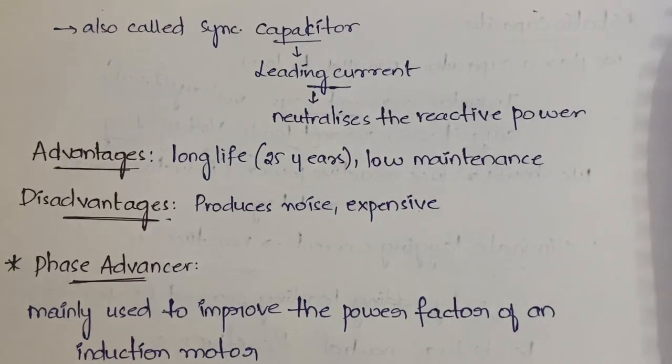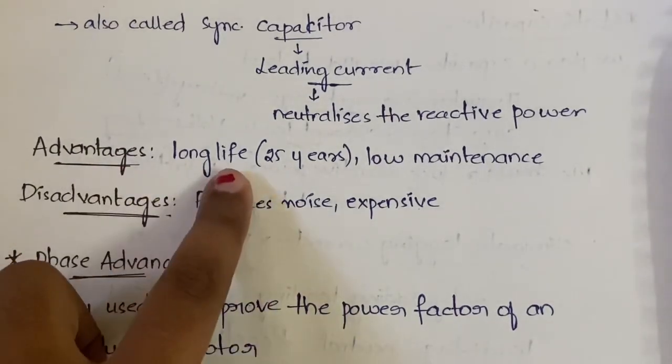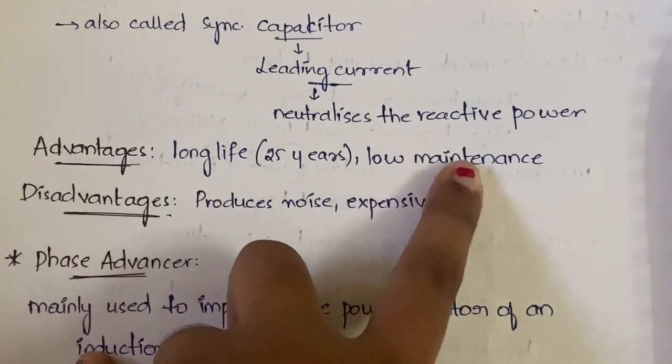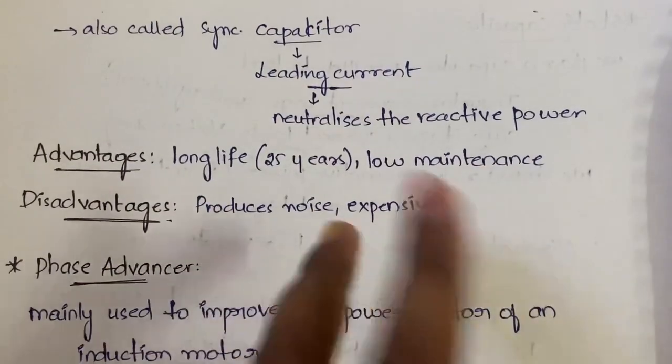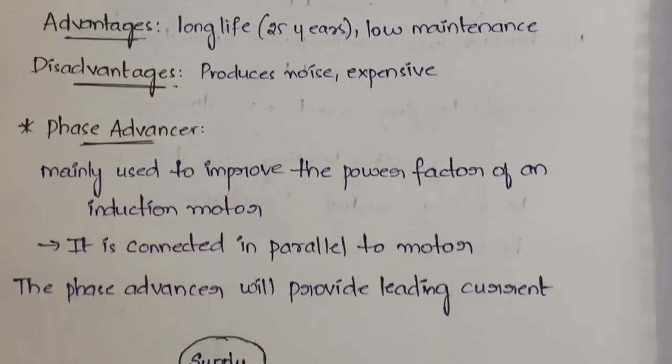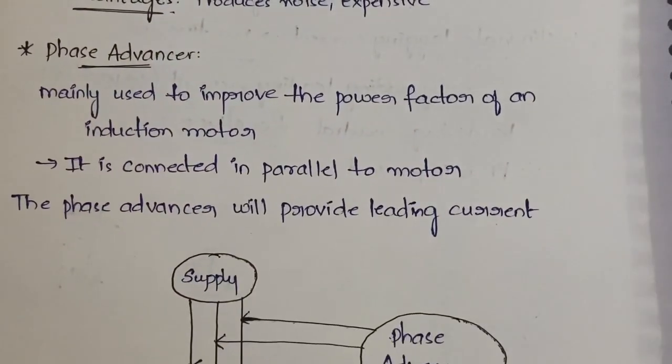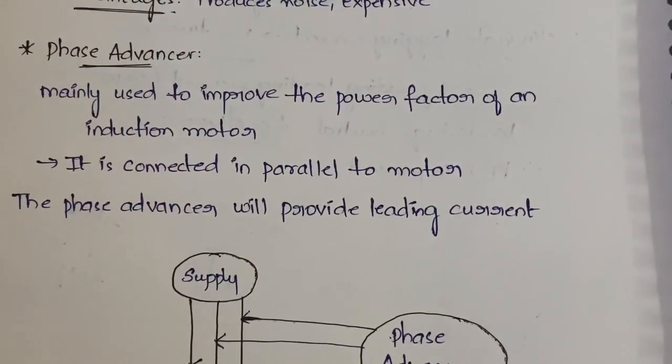Okay, next advantages: it has a long life of 25 years and it has low maintenance. Coming to the disadvantages, it produces noise and it is expensive. Okay, so the third one is a phase advancer. Basically the phase advancer is also a very simple concept.